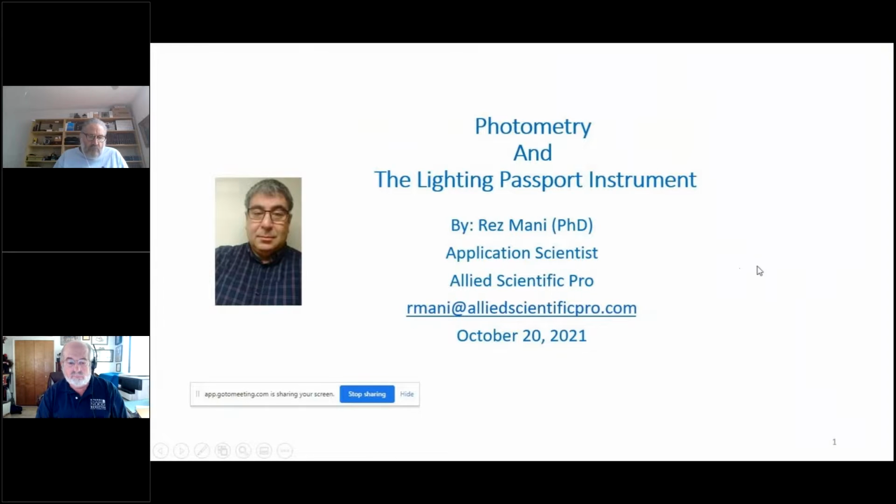Mostly the photometry material in this webinar is related to the parameters that the lighting passport instrument could measure. So they are closely correlated to each other.